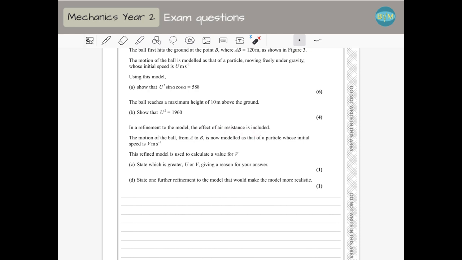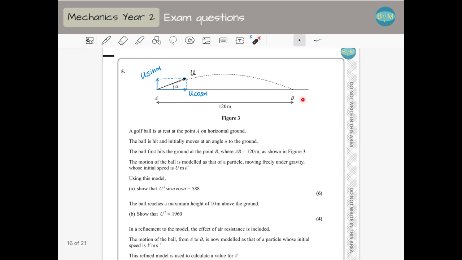And now it says, in a refinement to the model, the effect of the air resistance is included. The motion of the ball from A to B is now modeled as that of a particle moving with initial speed v instead of u. This refined model is used to calculate the value of v. State which is greater, u or v, giving a reason. So we are not changing anything else. We are just changing the initial velocity and including air resistance.